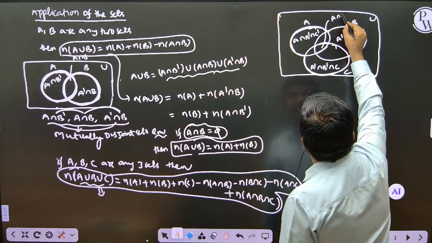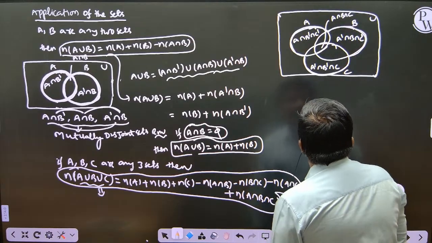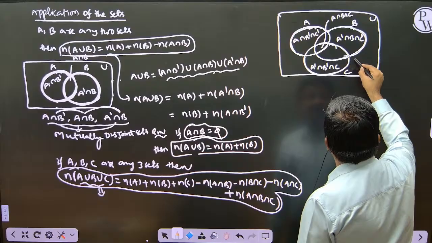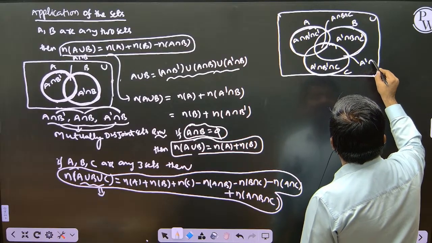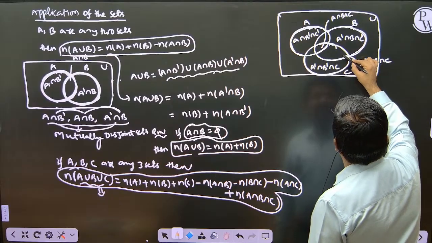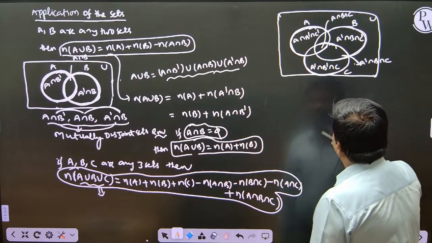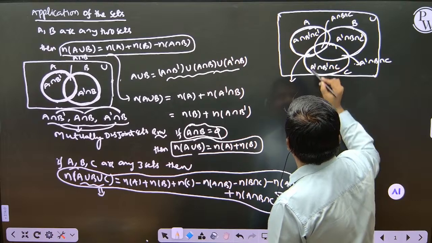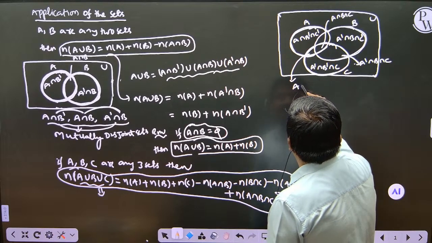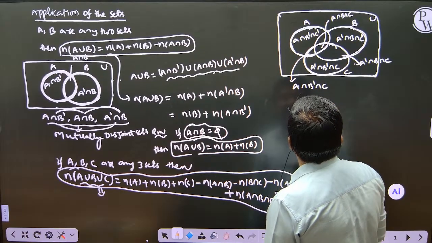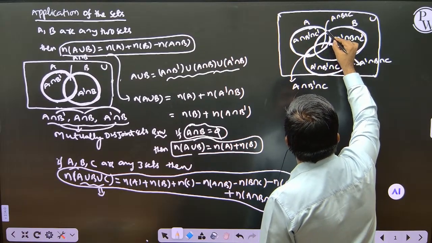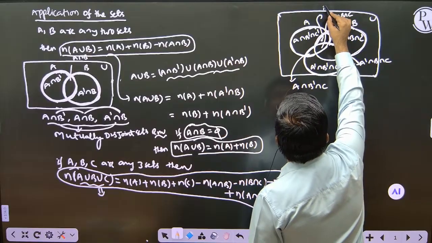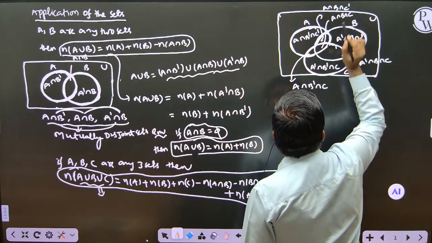This part is A and B and C. This part, only this part, is not A but B and C. This part is A but not B and C. And this particular part, with the arrow mark at C, is A and B but not C.